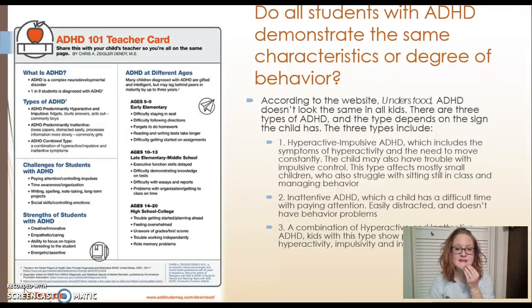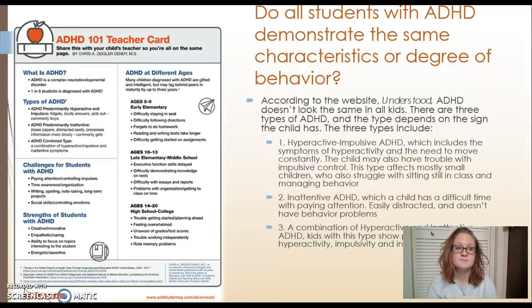The next type of ADHD is inattentive ADHD. This is where a child has a difficult time paying attention in class. They are easily distracted. The third type of ADHD is a combination of hyperactive and inattentive ADHD. So the student will show both symptoms, from hyperactivity to not being able to pay attention and being easily distracted.